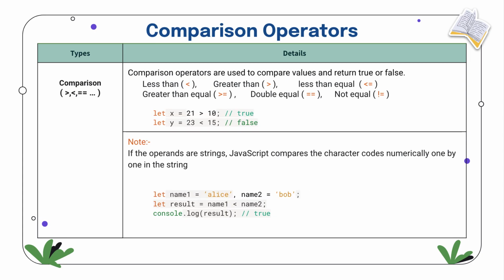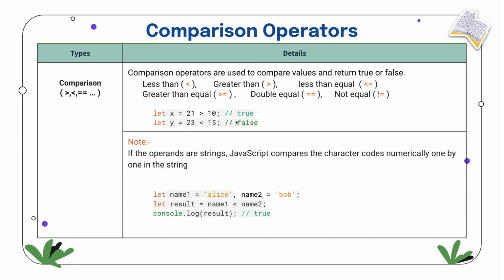Next we'll go for comparison operators. Comparison operators are used for comparing two values, like you have seen as a child. Like greater than, less than, equal to, greater than or equal to, double equal to, not equal to. In less than, it checks if the value is less than something, and it always returns either true or false, a boolean value.